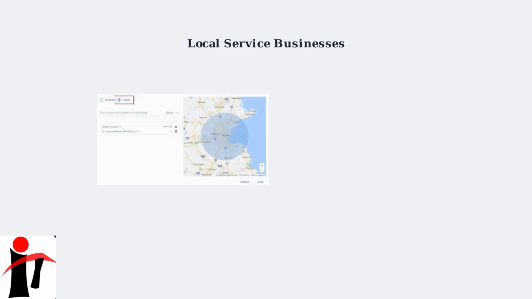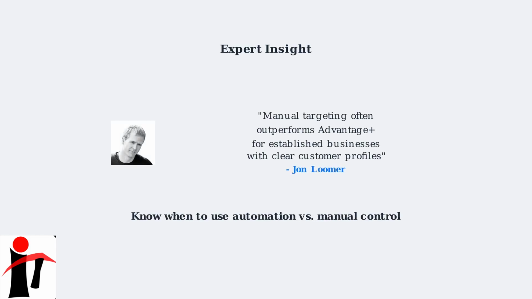Local service businesses benefit significantly from radius targeting. By disabling audience expansion and using location-only targeting, they achieve a 52% reduction in irrelevant clicks. Industry expert John Loomer emphasizes that manual targeting often outperforms Advantage Plus for established businesses with clear customer profiles. The key is understanding when automation helps versus when manual control delivers better results.